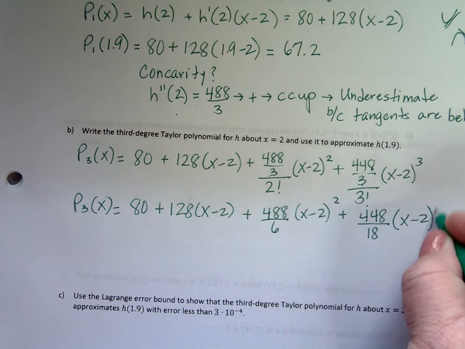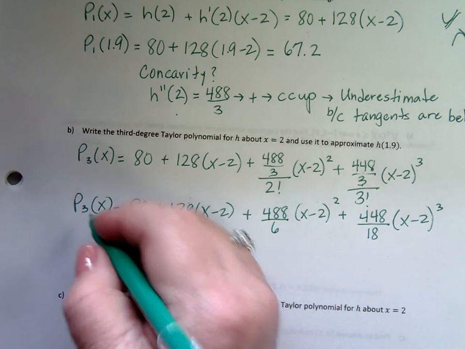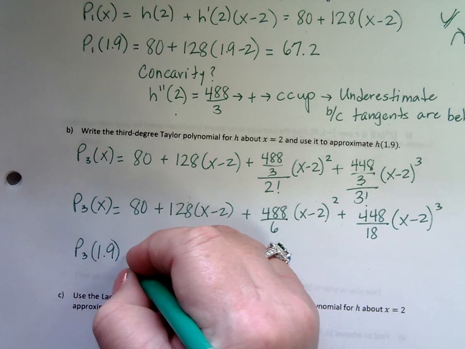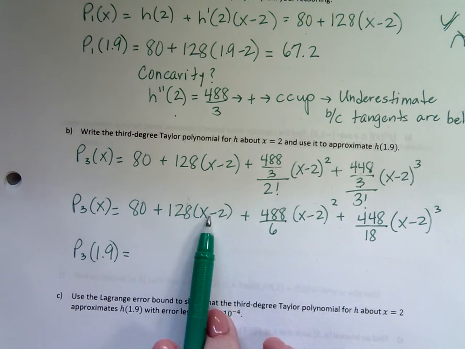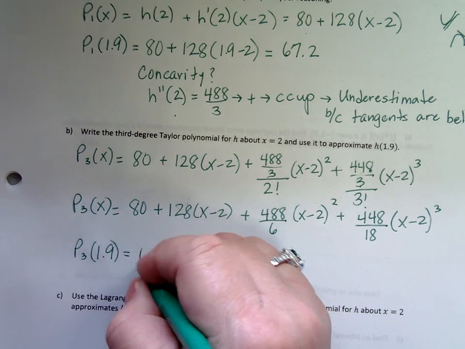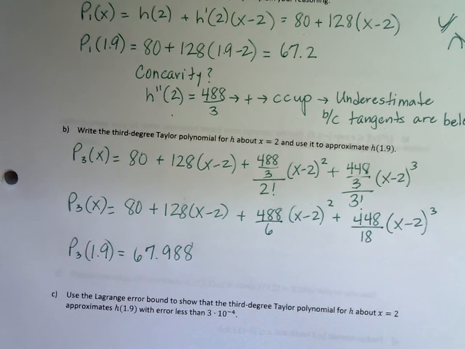Then they want me to use that to generate what it's going to be for 1.9. They want me to estimate P of 3 of 1.9. So now I'm going to put 1.9 into all these things and calculate it out. It comes out to be about 67.988. So when we did a first degree polynomial, we got 67.2. When we do a third degree, we get 67.988. Which one do you think is more accurate?